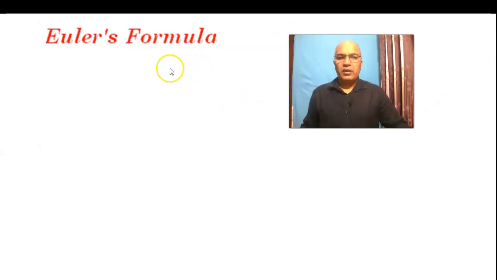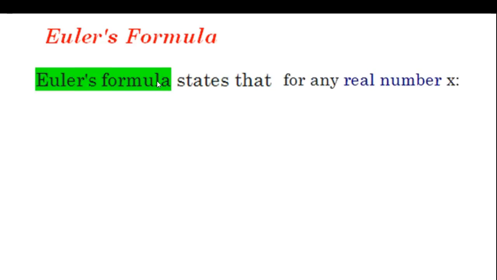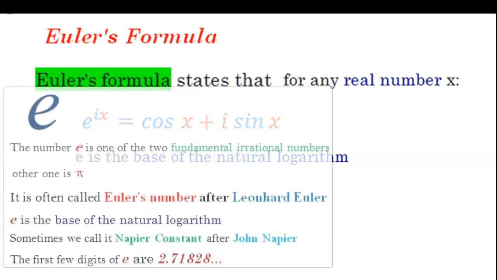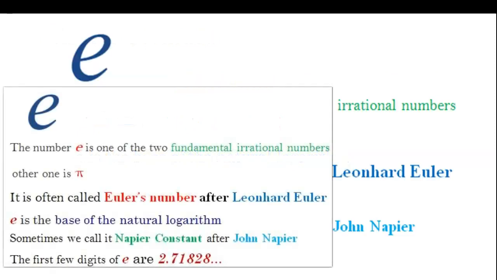Let's start with Euler's formula. Euler's formula states that for any real number x, e raised to iota x equals cos x plus iota sin x, where e is the base of the natural logarithm. It is a very commonly used irrational number.